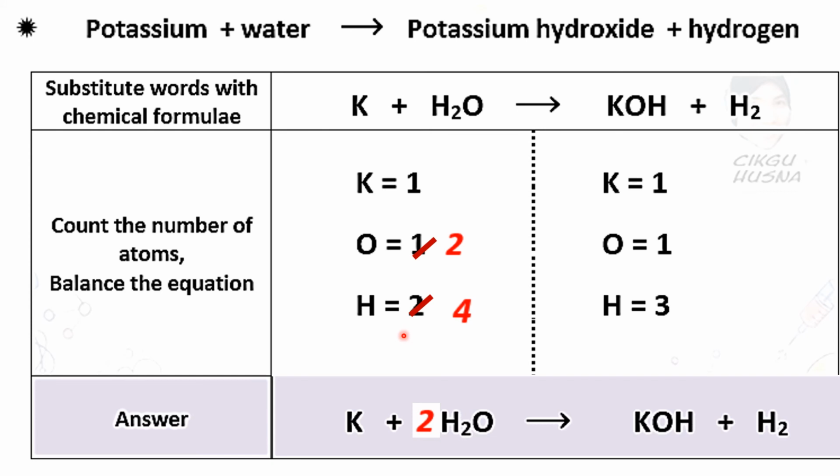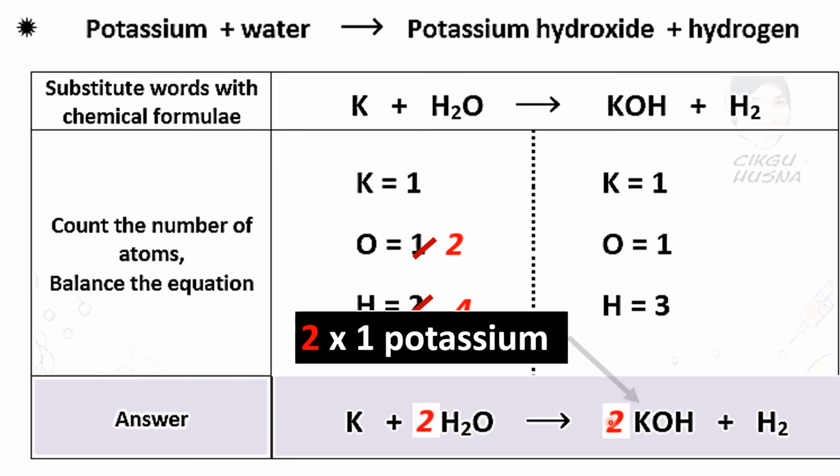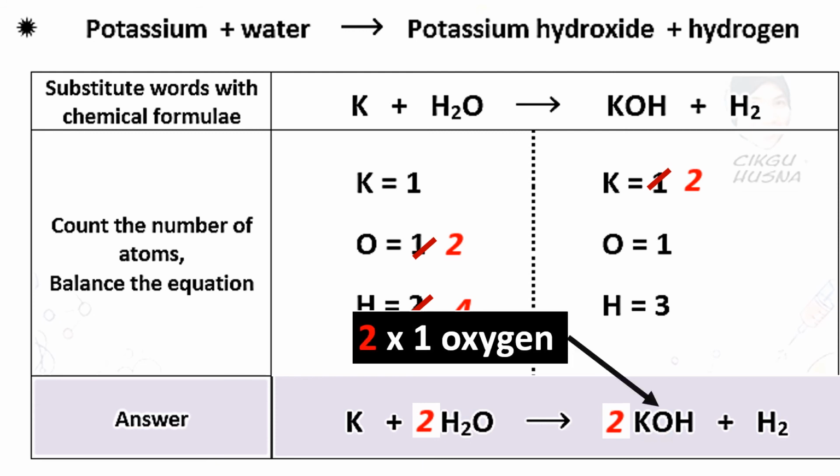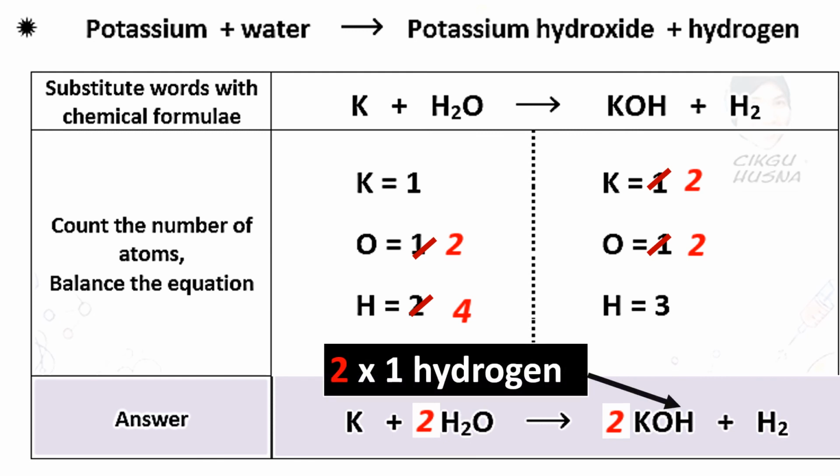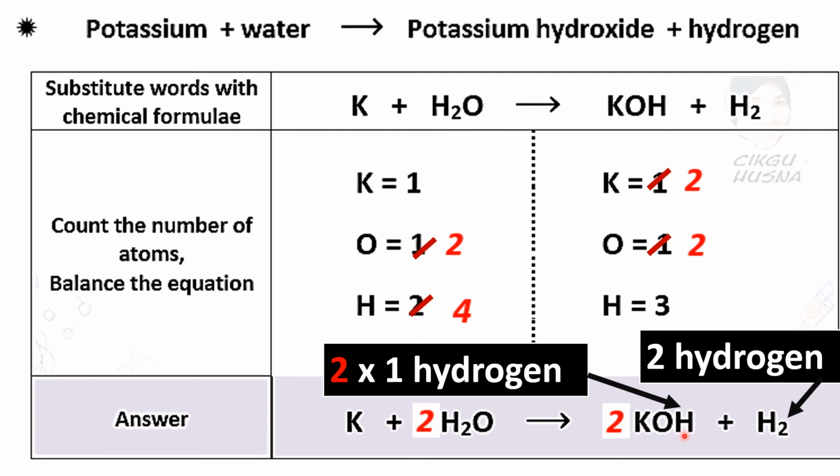So let's try the next one here because we are trying to balance the hydrogen. Let's put 2 here. Okay, so 2 times 1 potassium will give us 2. So change that to 2, and then oxygen, 2 times 1 oxygen will give us 2. The next one, we have 2 times 1 hydrogen gives us 2. However, there's another hydrogen here. So we have to add all up. 2 times 1 is 2 hydrogen plus another 2 hydrogen. So the answer is 4.